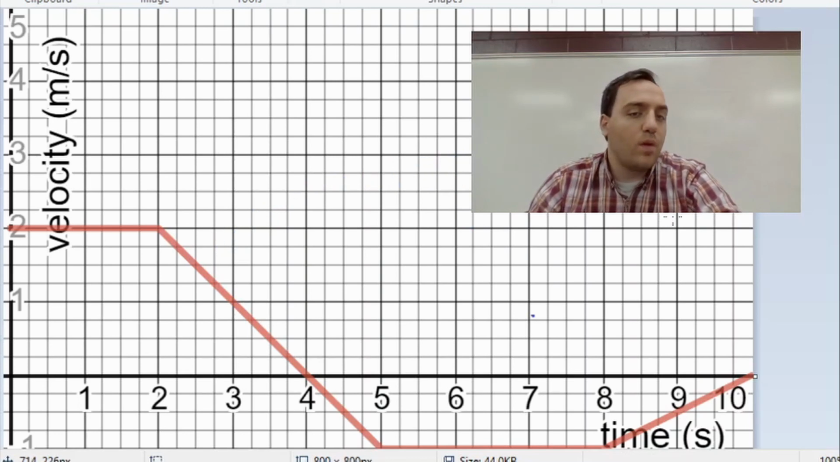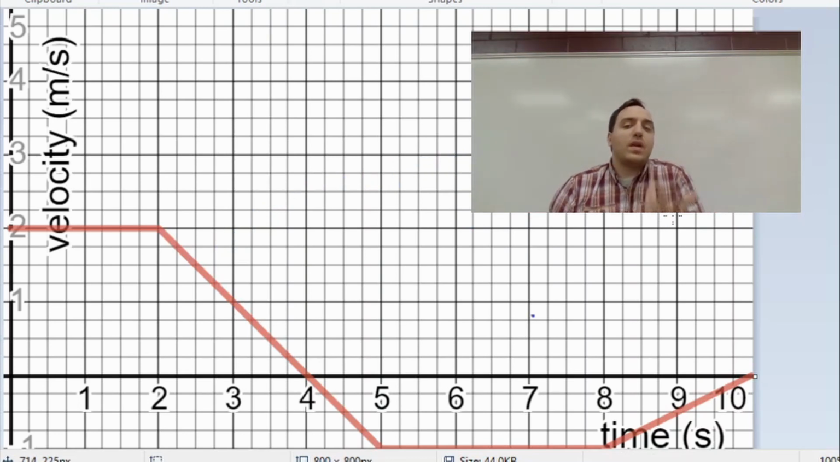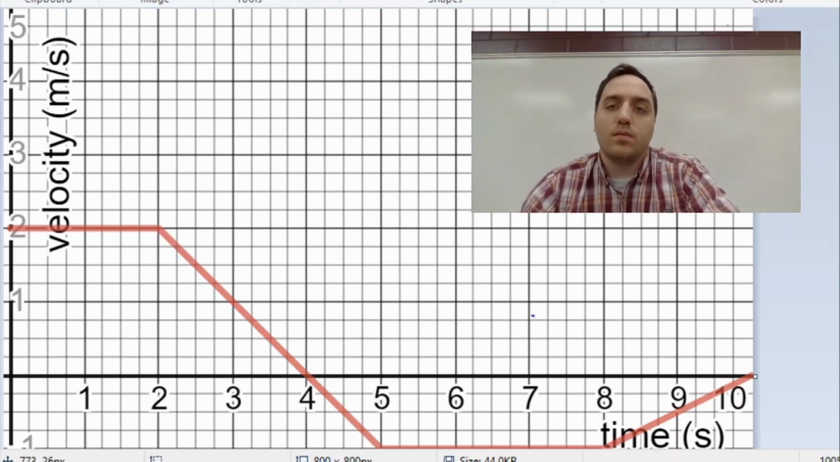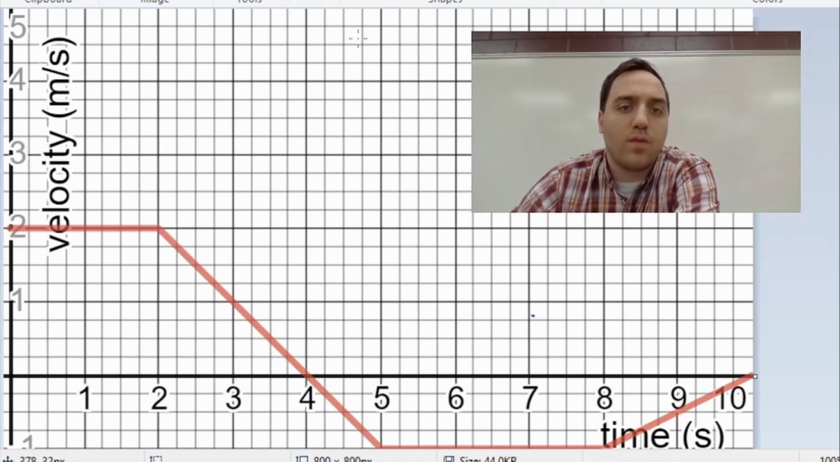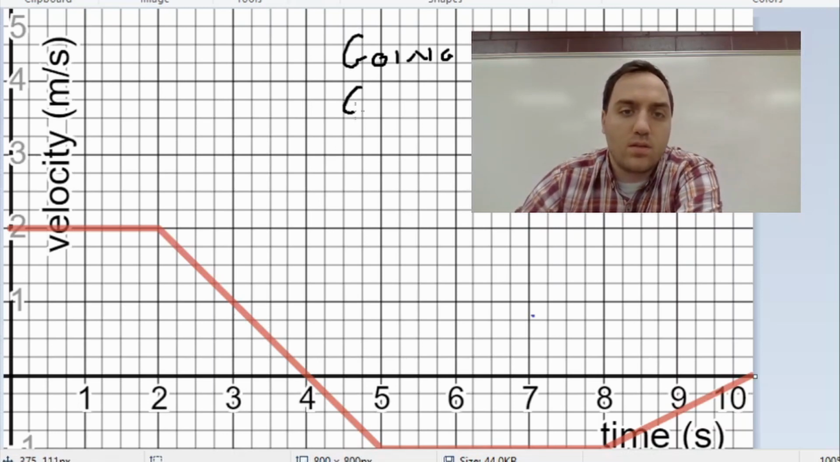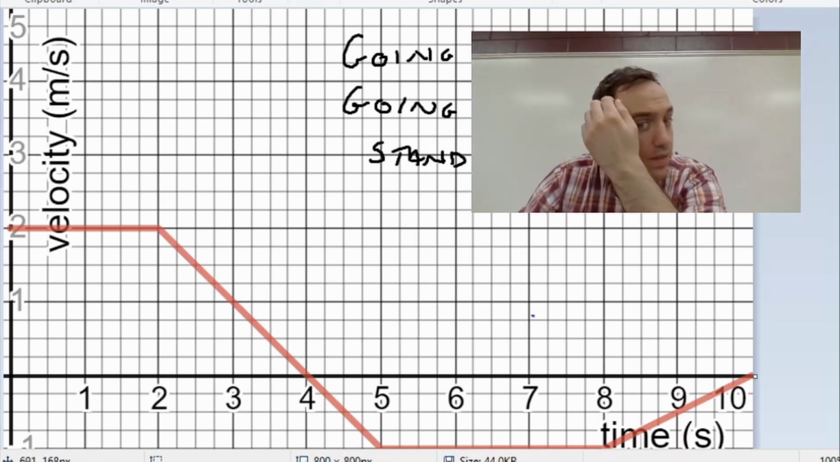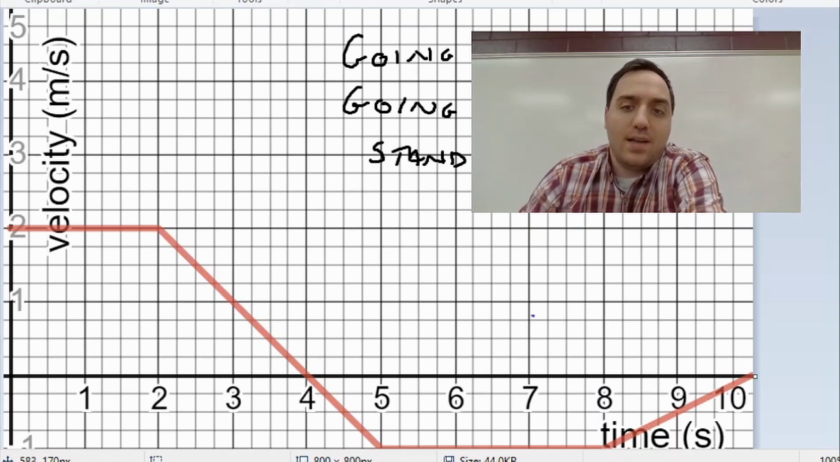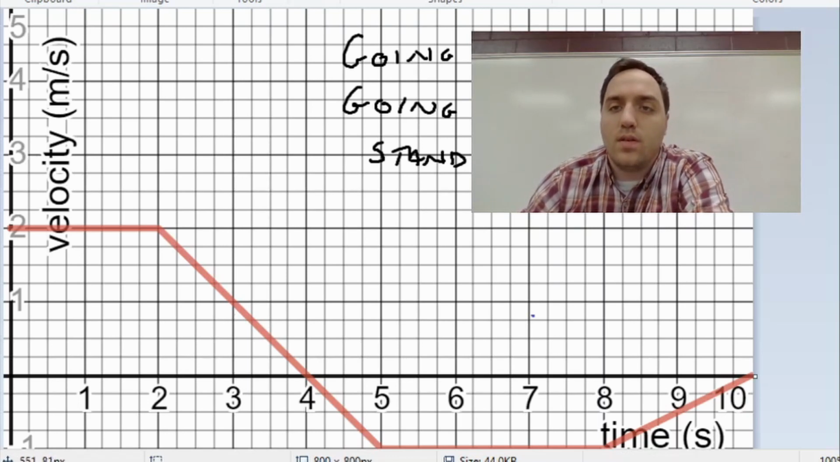But when are we staying still? What are the things we knew about previous graphs? Well, let's just kind of go over that again. When is something going forward? When is it going backwards? When is it standing still? These are all questions that we need to be able to ask. So let's go ahead and get them.